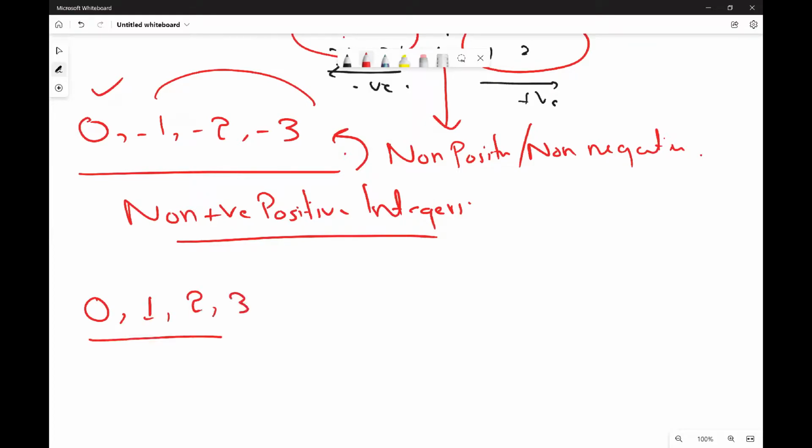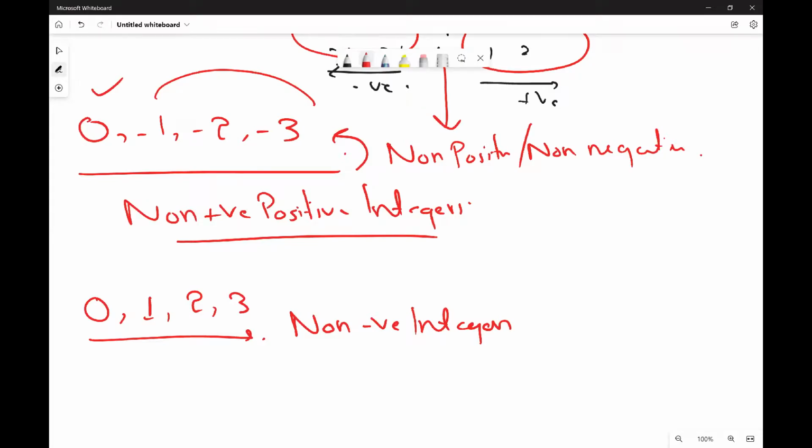Similarly, if I write down a series having 0, 1, 2, 3, you see this series has 0 plus 3 positive integers. So this set would be called a non-negative integers set. Why? Because it has the positives and the zero. There's no negative integer in this set. This is why it's known as non-negative integers.